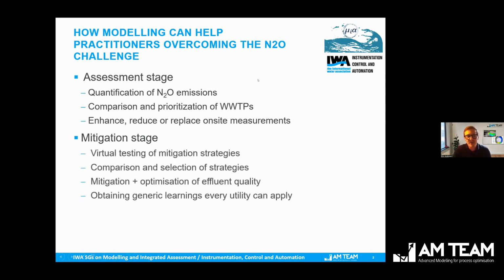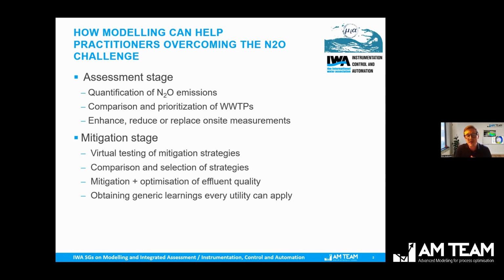Then, of course, we have the mitigation stage, and we saw a couple of examples already. You can virtually test mitigation strategies. Then you can do a comparative analysis. And then you can also try to optimize the effluent quality. Because we should not forget, for example, in Europe, we will have very stringent effluent limits coming.